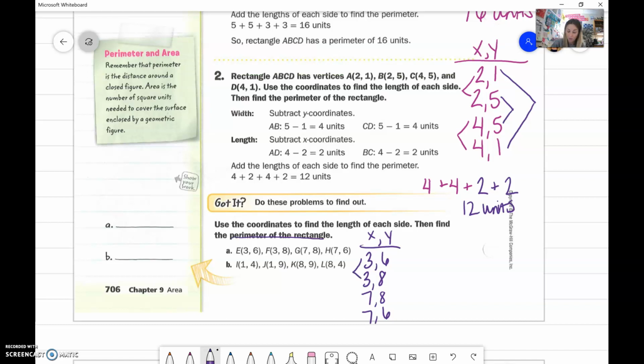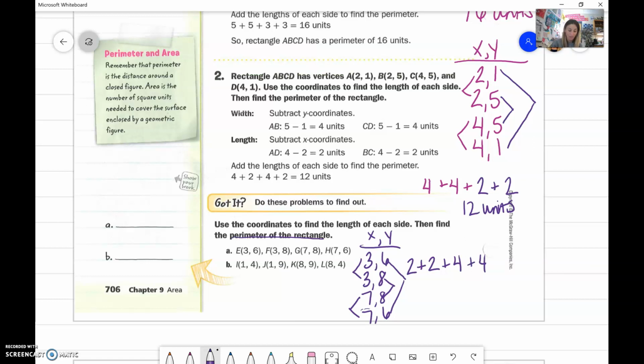This is the same x coordinate, which means I find the difference, I'm going to subtract 8 minus 6, which is 2, so I'm going to have 2 plus. I notice that these as well have the same x coordinate, so I'm going to take 8 minus 6, which is 2. Now I'm going to look at my y coordinates that are the same. I see this 8 and 8 are the same, which means I'm going to find the difference of 7 and 3, which is 4. And then I see the 6 and the 6 are the same, which means I'm going to look at 7 and 3, which is 4.